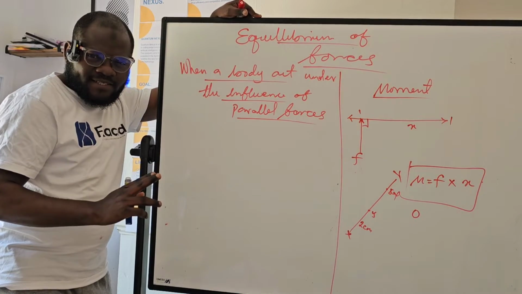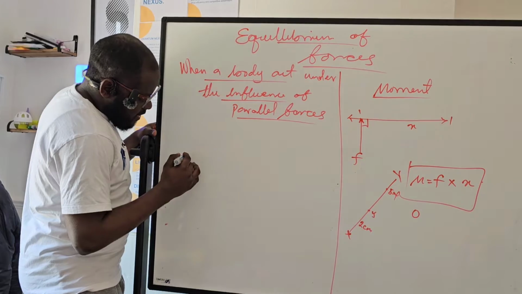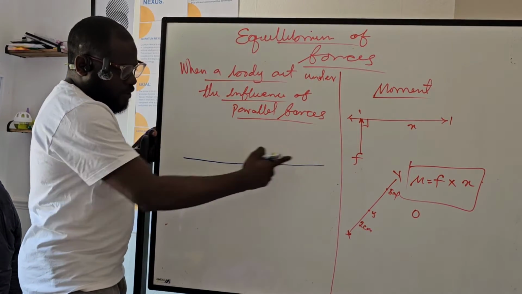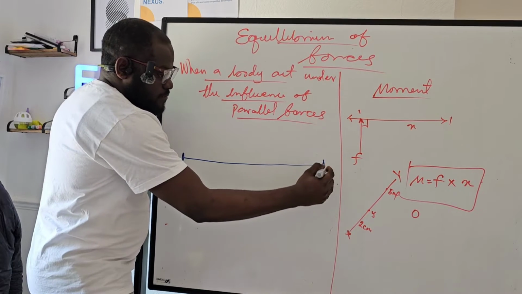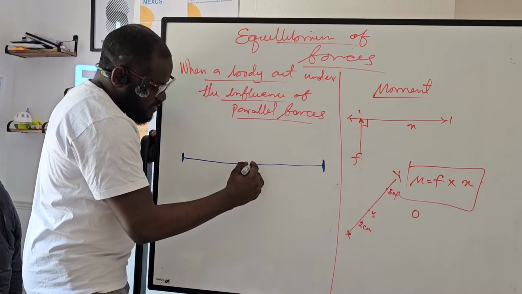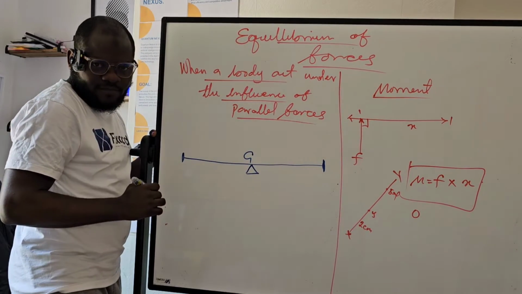I hope it's clear. Okay, I want to believe that it is, but let me show you. Let's say I have a body here. This is a ruler, a meter rule, and it's suspended on a knife edge at the center of gravity G.